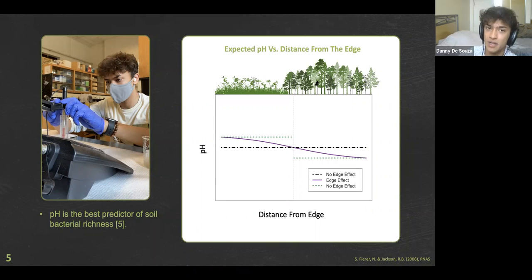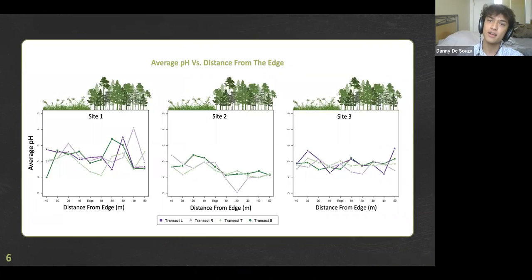Alternatively, we could have seen that pH just got lower in the forest without a gradual change, which is illustrated by the dotted green lines, or the pH would remain constant going along the transect from the forest to the meadow, which is illustrated by the dotted black line. These two outcomes illustrated by the dotted black and green lines would not illustrate an edge effect and would probably be due to other influences. You can go to the next one.